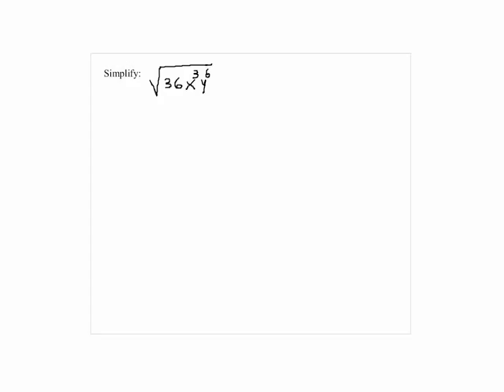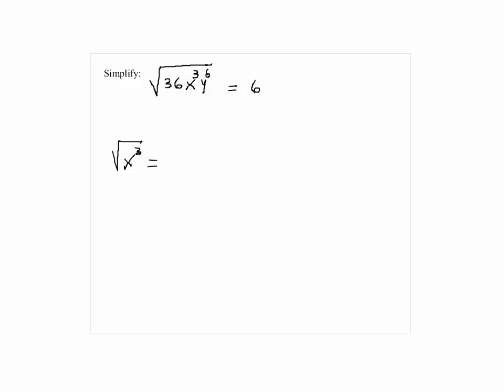All right, simplify. How would you simplify this? Oh, okay. I do the square root of 36, which is 6, and then I bring down x cubed and y to this part. Yeah. So how do you handle x to the power of 3 here? How do you simplify that?